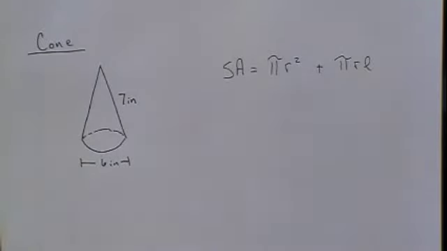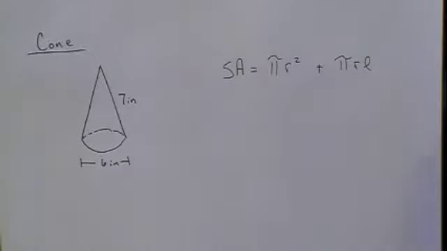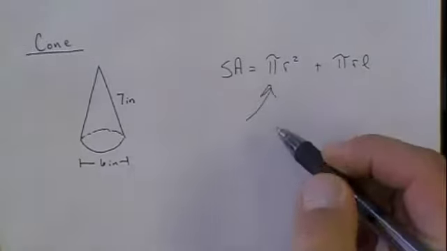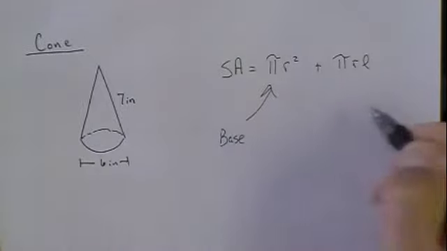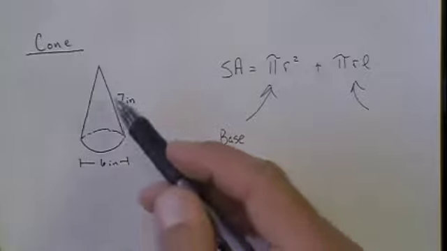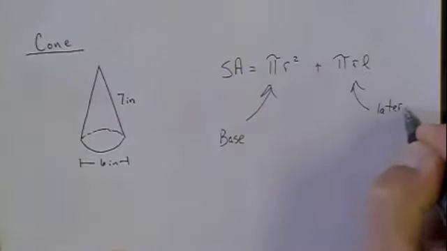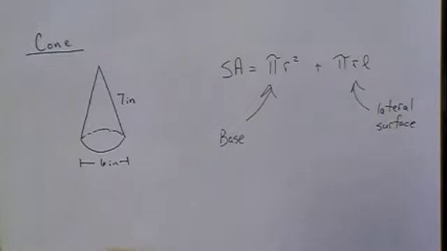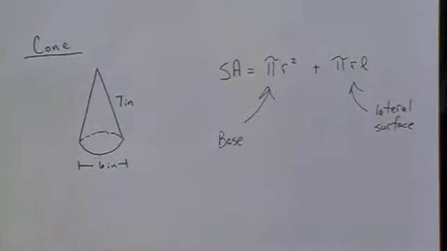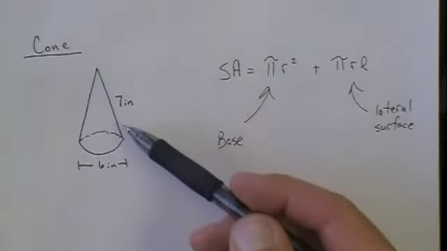To find the surface area of a cone, we take pi r squared plus pi times r times L. Now the pi r squared makes up our base, which is a circle. The pi r L makes up the lateral surface of this cone, which basically, when flattened out, would make a sector of a circle. Now r is the radius and L would be our slant height.